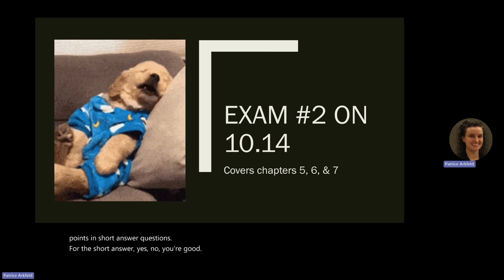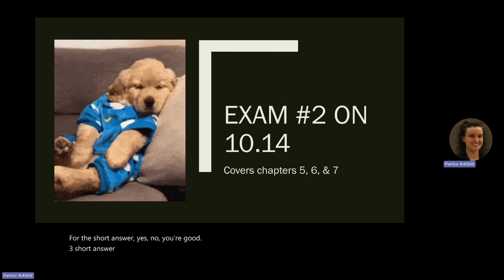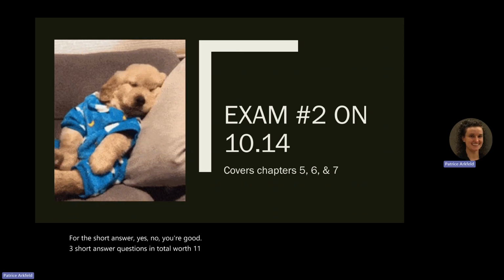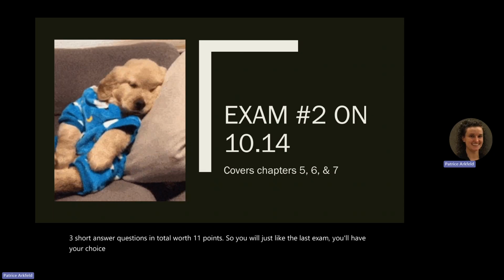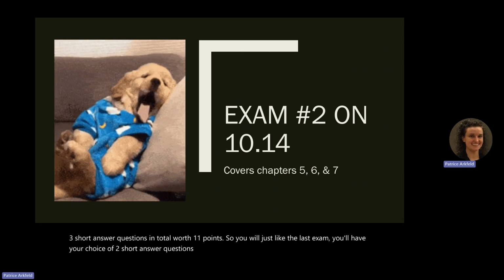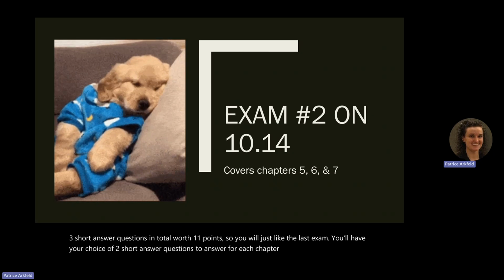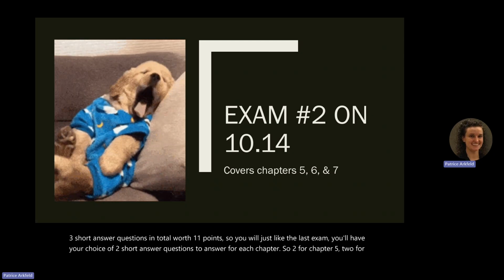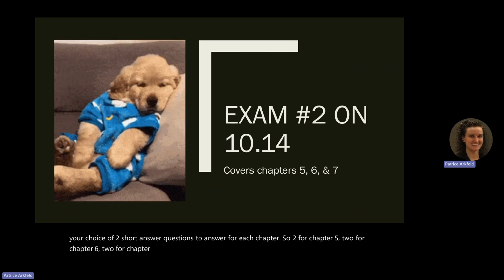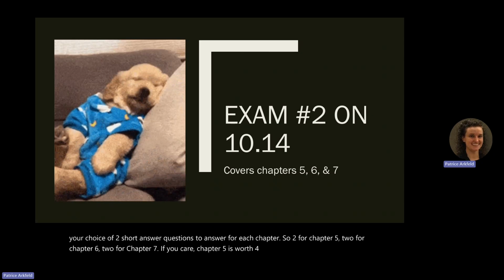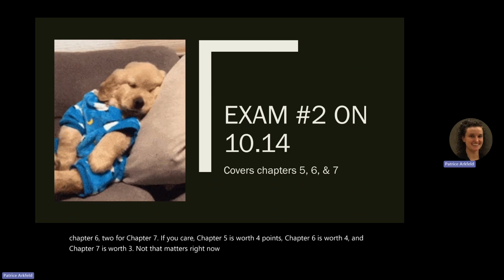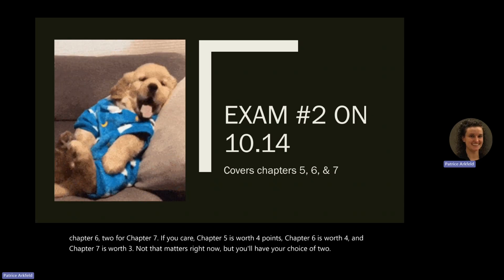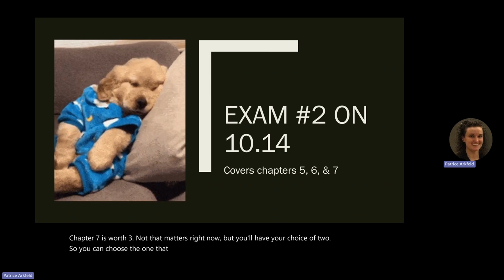For the short answer, there are 3 short answer questions in total worth 11 points. Just like the last exam, you'll have your choice of 2 short answer questions to answer for each chapter. So 2 for chapter 5, 2 for chapter 6, 2 for chapter 7. If you care, chapter 5 is worth 4 points, chapter 6 is worth 4, and chapter 7 is worth 3. Not that that matters right now, but you'll have your choice of 2, so you can choose the one that you know better and answer it that way.